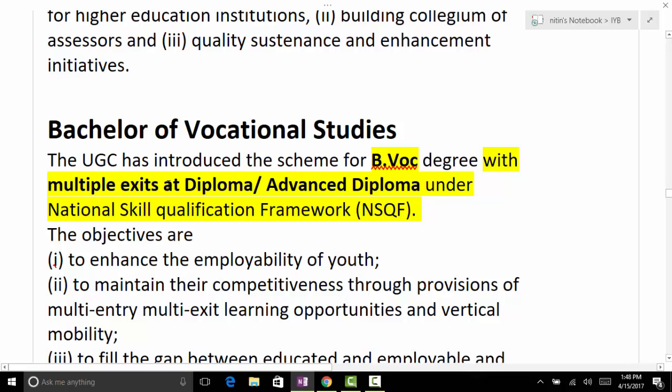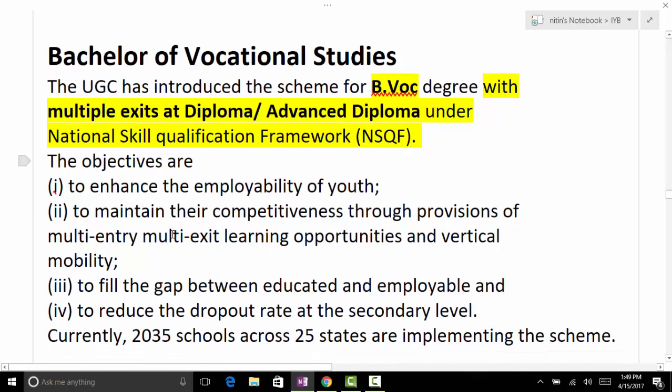Bachelors in vocational studies. This is initiative to encourage vocational studies. Till now we had not this kind of bachelors in vocational studies. So with multiple exits at diploma, advanced diploma under NSQF, this is in line with same. So bachelors of vocational education, this degree would be there with multiple exits.